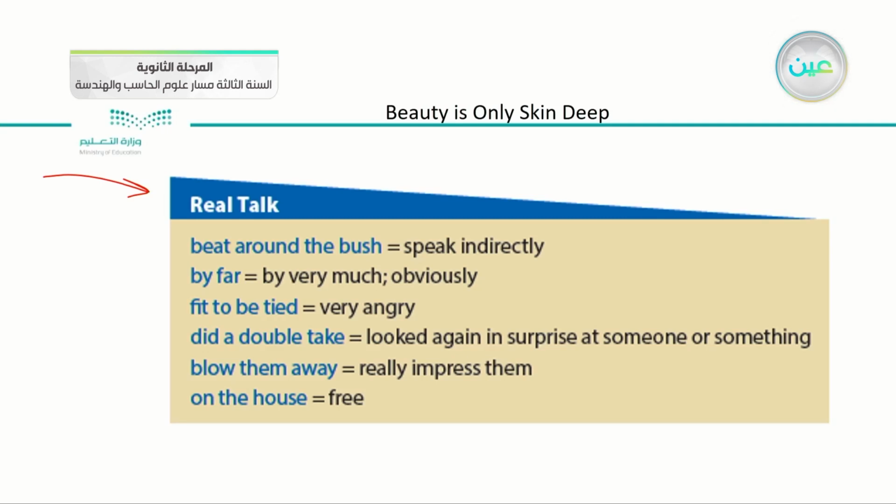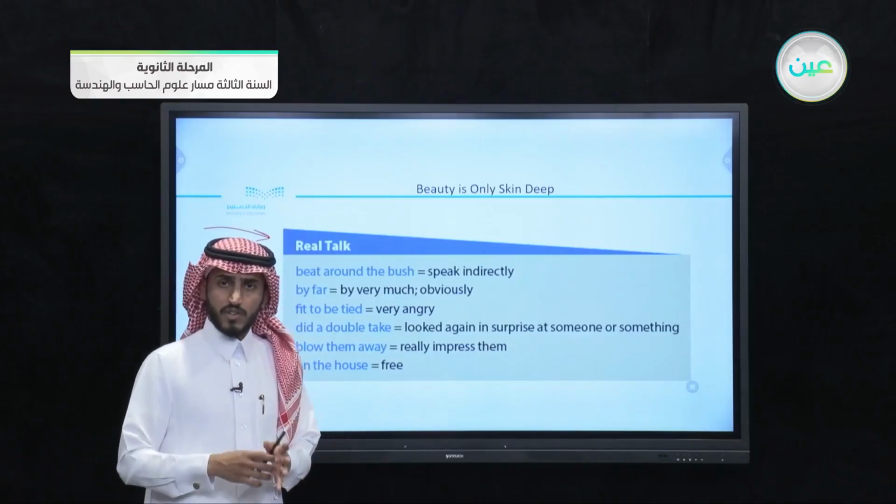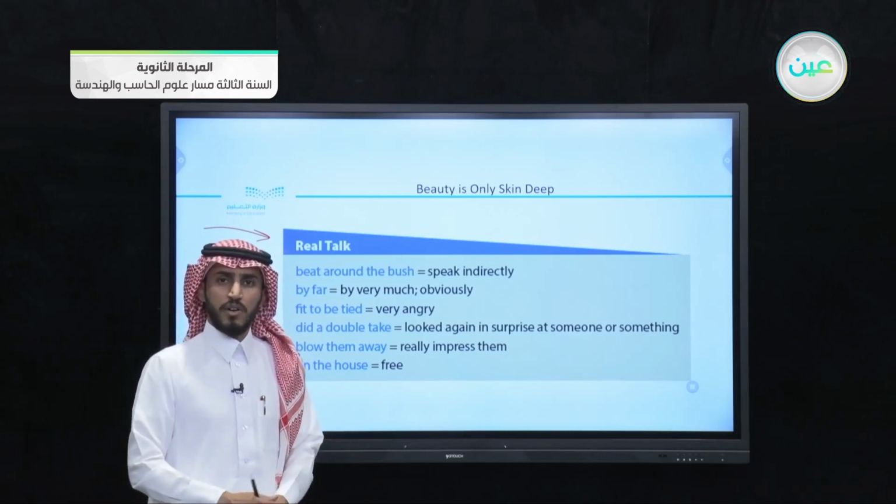Blow them away means that you impress people, make them amazed by the way you look or the way you talked about something, but it means impress the people and grab their attention to anything you have. Number 6, the last one, on the house, it means free. So once the owner of a place or a store says it's on the house, it means you can take it for free.